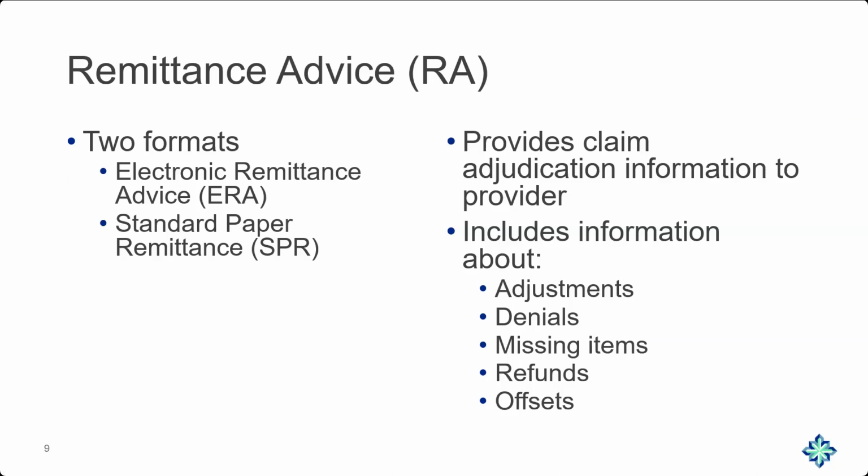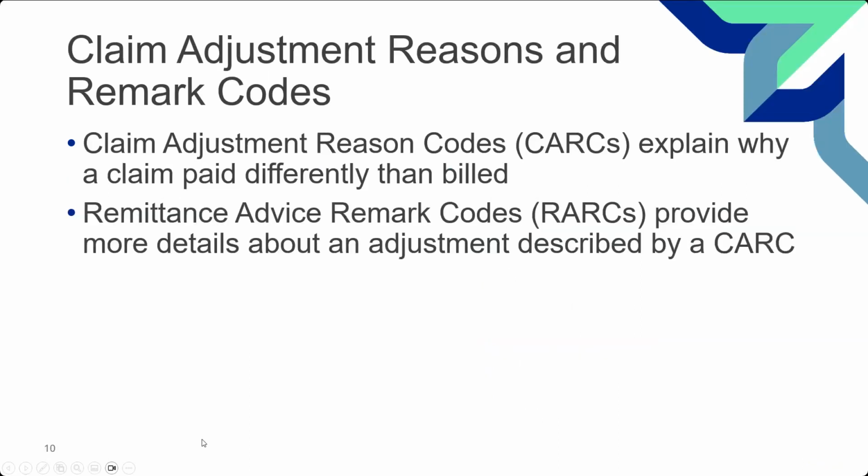If it was actually adjudicated, you'll find even more information on the remittance advice about adjustments to the claim, denials, those items listed here on the right side, missing items, refunds, and even sometimes offset information. Now, when you're looking at a remit, you will find various reason and remark codes. These are typically in an alphanumeric format.